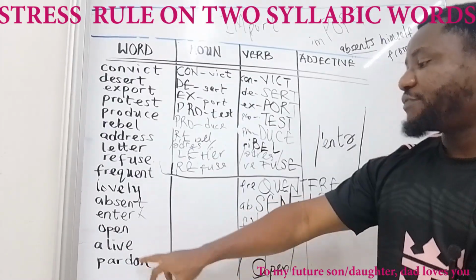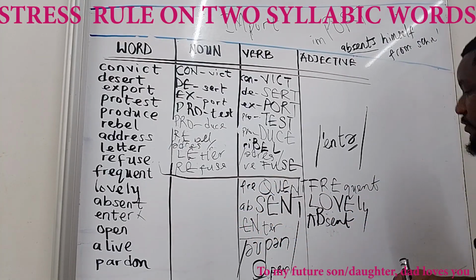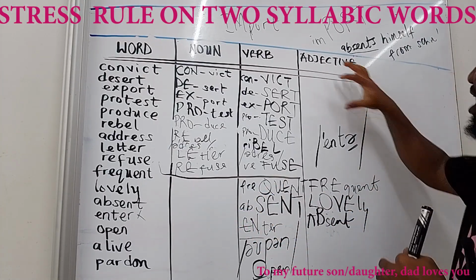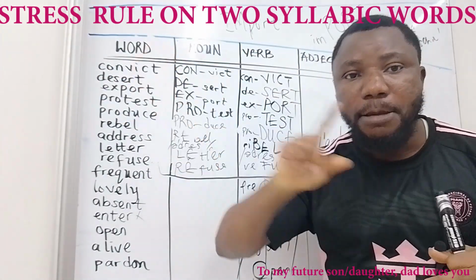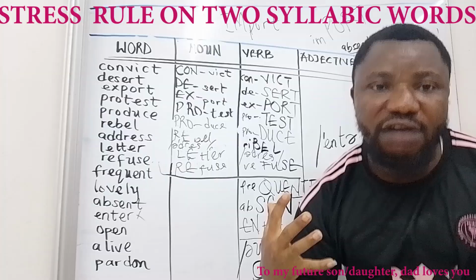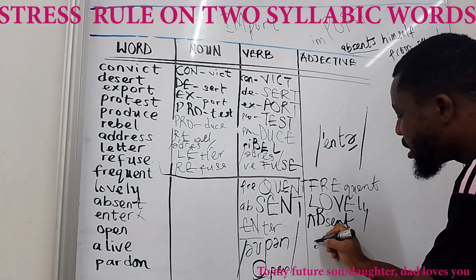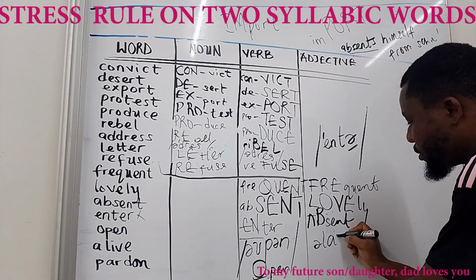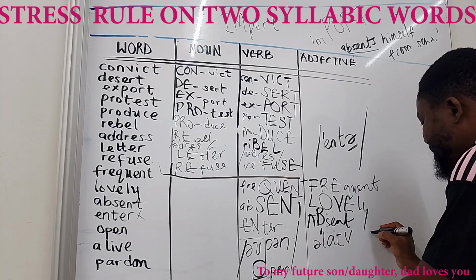Alive. This word, alive, is an adjective. And I did say that an adjective with two syllables will take a stress on the first syllable according to the rule. But in the case of alive, we have an exception. The transcription of that word is alive. The stress is on the second syllable. So it's like this.